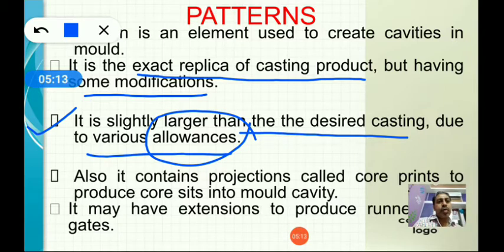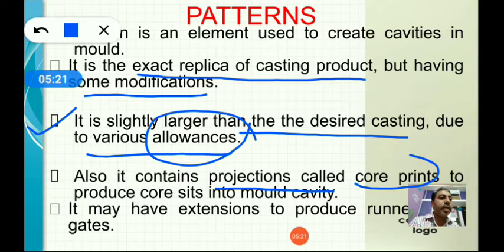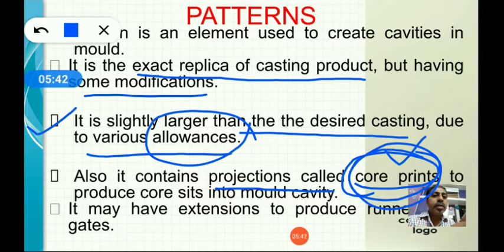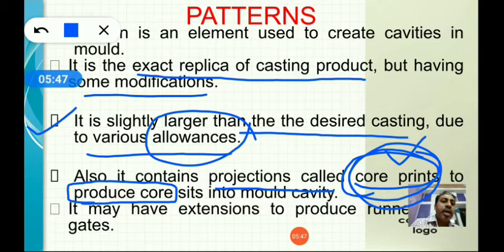A pattern also contains projections. These projections on the pattern are called core prints. The function of a core print is to produce core seats in the mold cavity. Using the core print, we can produce a space in which our core can be exactly fitted. How this happens, we'll see.